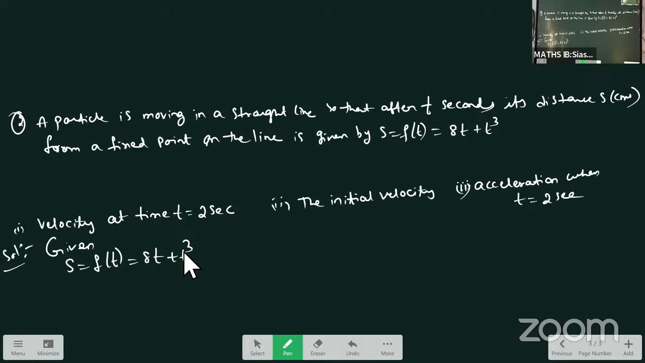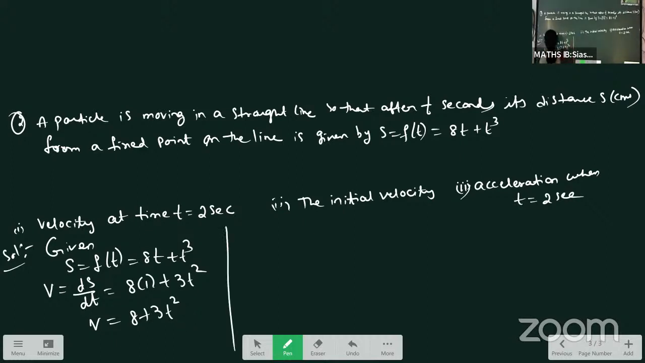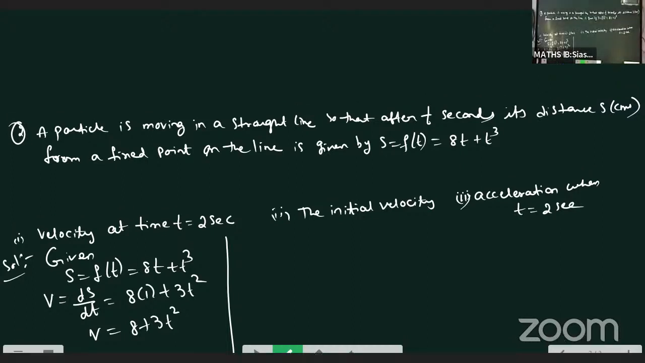Okay. Immediately first find out what? Velocity. First, velocity v is equals to ds by dt. So that is 8 into 1 plus 3t square. So velocity what we got? 8 plus 3t square. So this is about velocity. Immediately what to do? Find acceleration.